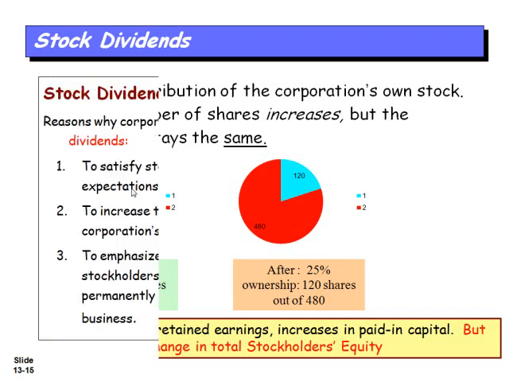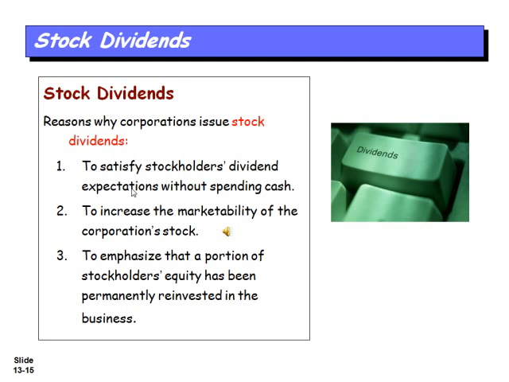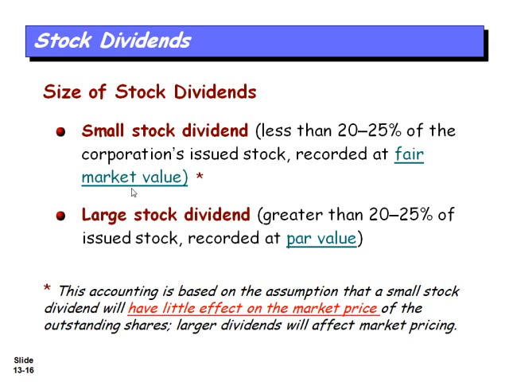Now, why would anybody issue stock dividends if nothing changes for the stockholder? Stock dividends give the stockholder more stock. They increase the marketability of the company's own stock, and we'll talk about that in a minute. And they're making a statement of reinvesting retained earnings permanently in the business. So let's walk through those transactions, and they do involve journal entries.